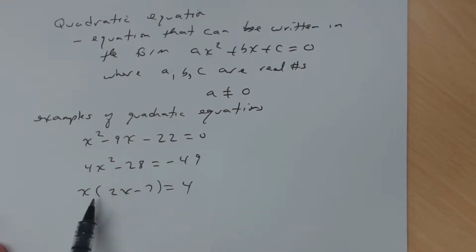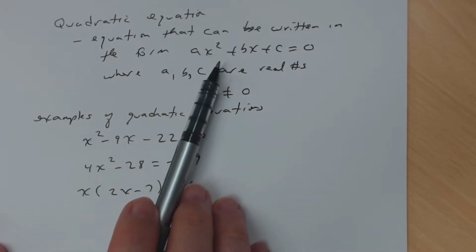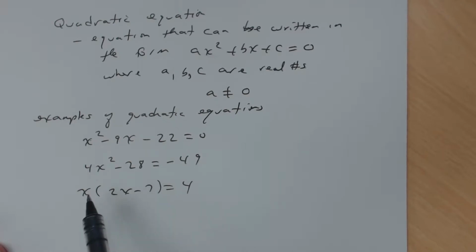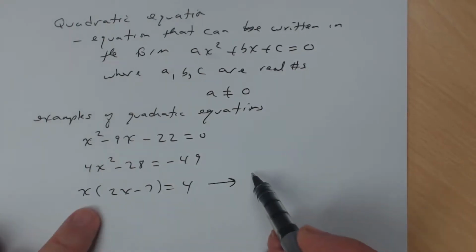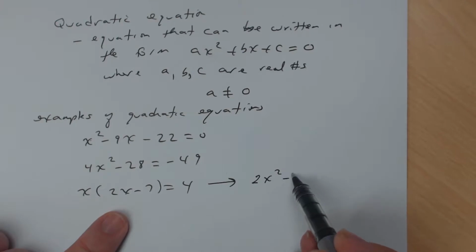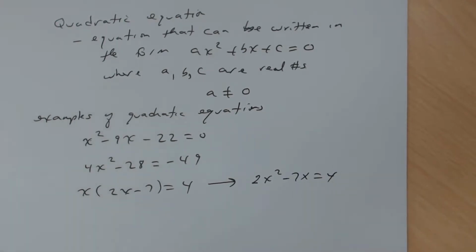Now you see this last one? This is quadratic because remember we have to have an x squared. If I distribute the x times 2x, rather, that's 2x squared. So this becomes 2x squared minus 7x equals 4. So that is quadratic. Okay, so these are examples of quadratic equations.